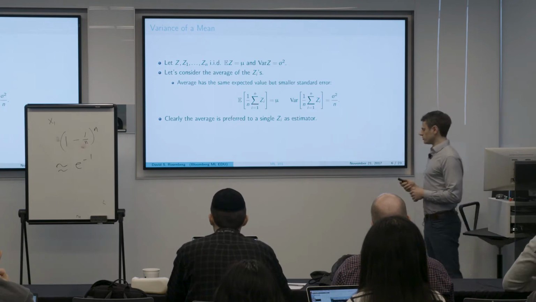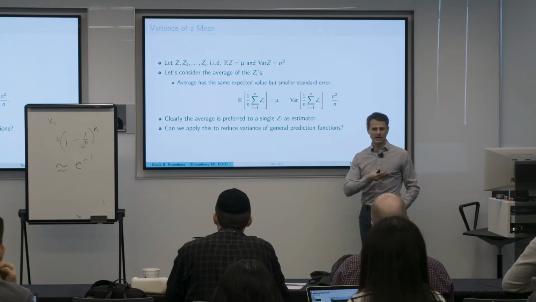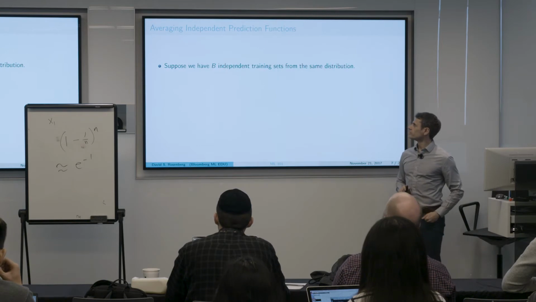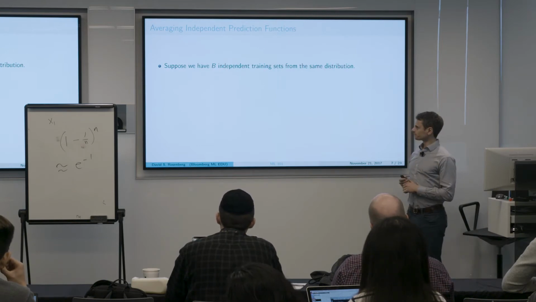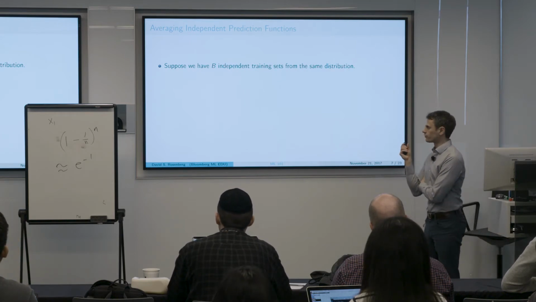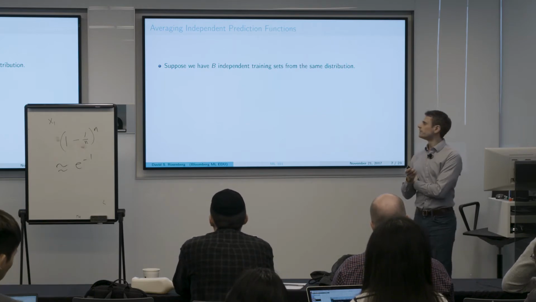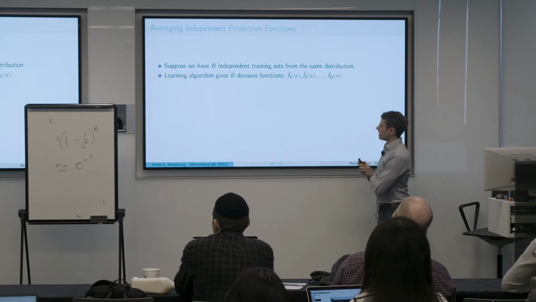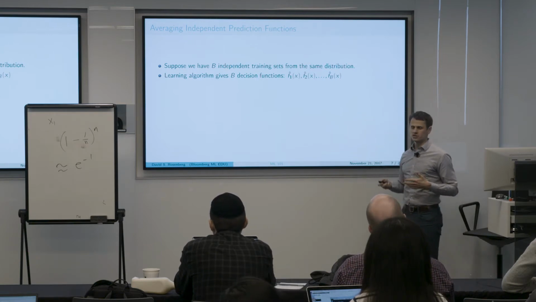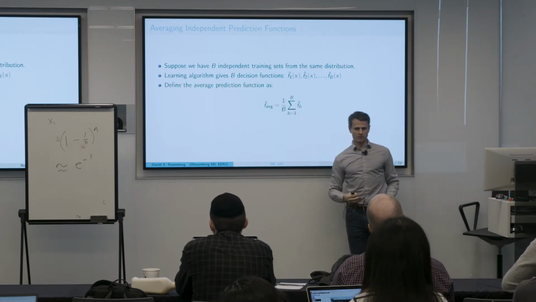And the question is, can we use the same idea for general prediction functions, like mapping from x to y? Here we're just estimating a single parameter. So that's where bagging comes in. We're going to get at this the same way we got to the bootstrap, which was first we're going to imagine we have B independent training sets, right? Same distribution. And we have a learning algorithm that we run on each of those training sets, and we get B prediction functions.